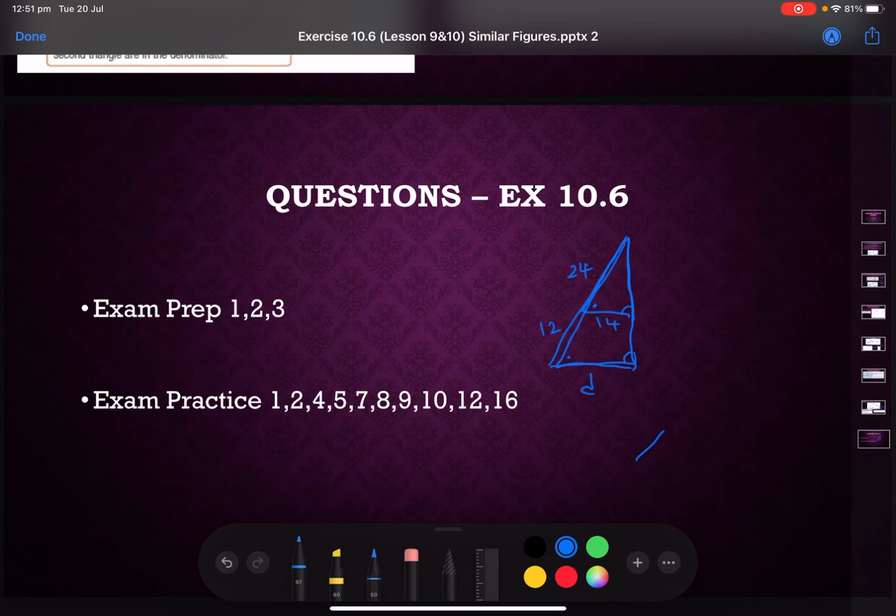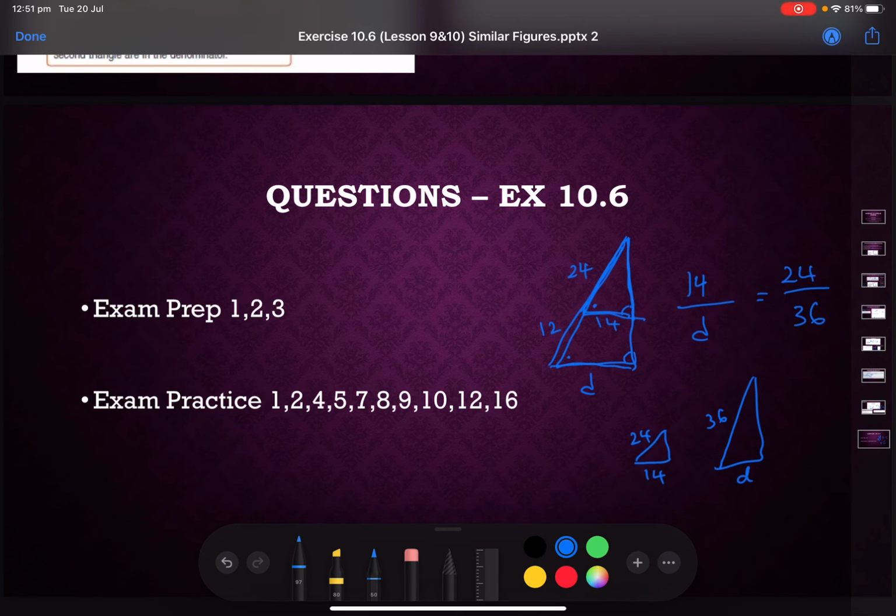If I drew my small triangle and my big triangle, the lengths I would end up with are 14 and 24 for the upper triangle. Then my big triangle would be D, and then 12 plus 24, which is 36. I'd use the same working out: triangle 1 over corresponding triangle 2, which is 14 over D, equals 24 over 36, and then use my solve function again.